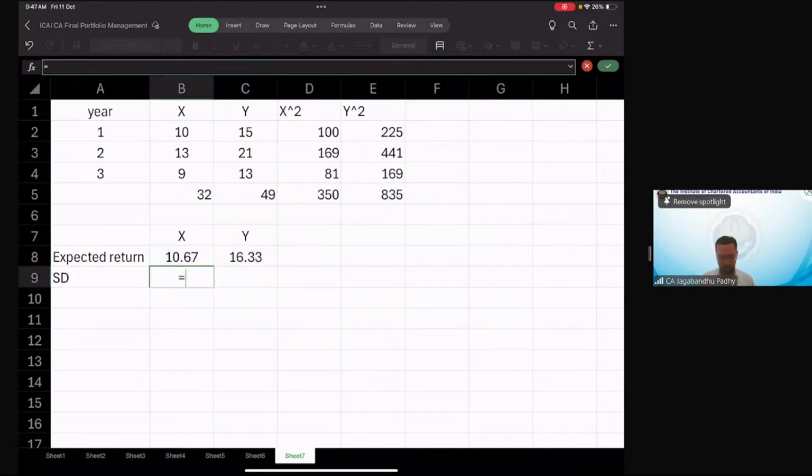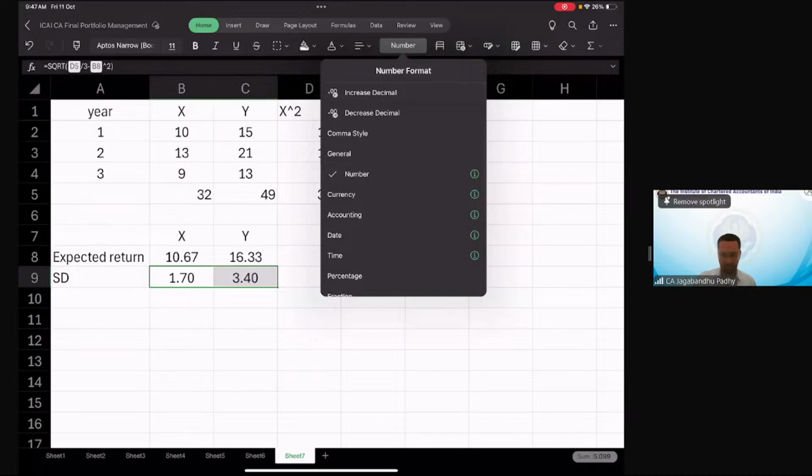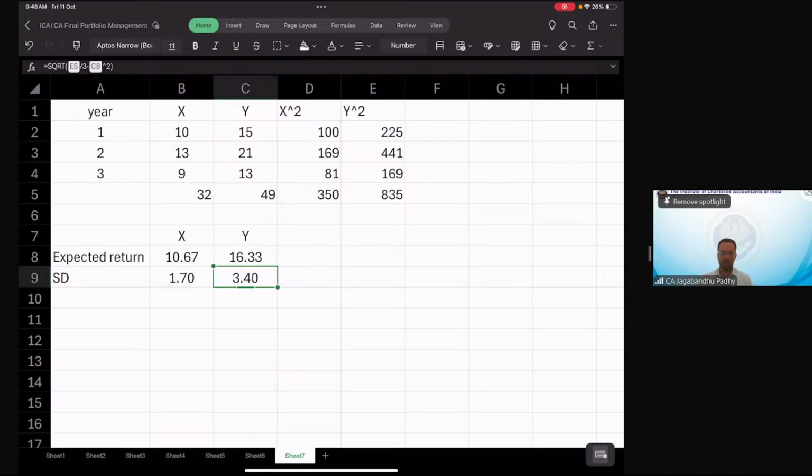Standard deviation will be square root of summation of X square divided by N minus the expected return square. Okay, so these are the standard deviation that we have. So it is square root of summation of X square divided by 3 minus the expected return square. These are the standard deviations that we are getting over here.